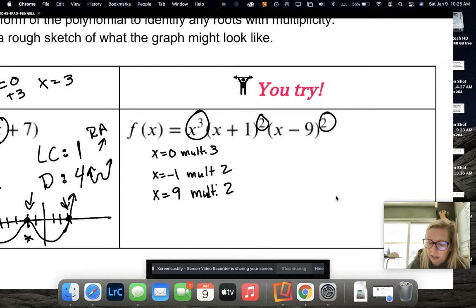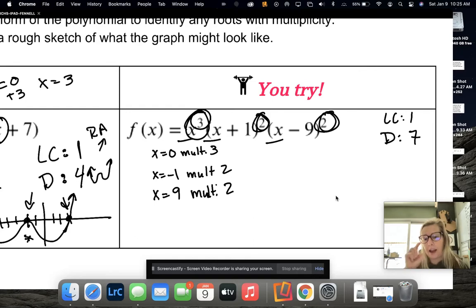All right, let's identify the leading coefficient. 1, 1, and 1. 1 times 1 times 1 is still 1. Let's identify the degree. We have 3 x's here, plus 2 more, 4, 5, plus 2 more, 3, 4, 5, 6, 7. Degree 7. So this is a degree 7. That means that positive leading coefficient means my right arm is up. An odd degree means that my left arm is going to be down. So overall, after it does all its little curvy business, it's going to look something like that.